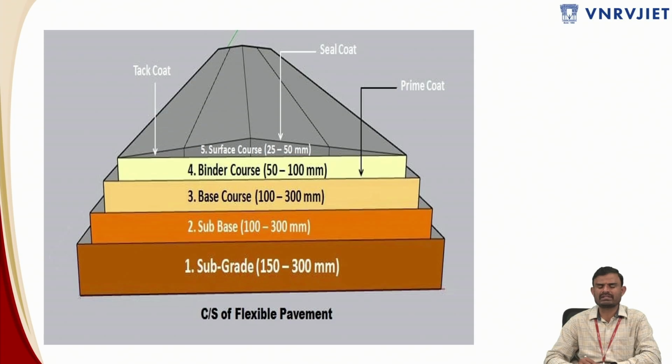The seal coat is to seal the surface of the wearing course, followed by the tack coat, which is nothing but a connection between two bituminous layers, and the prime coat is nothing but the connection between an unbound layer and the bound layer.